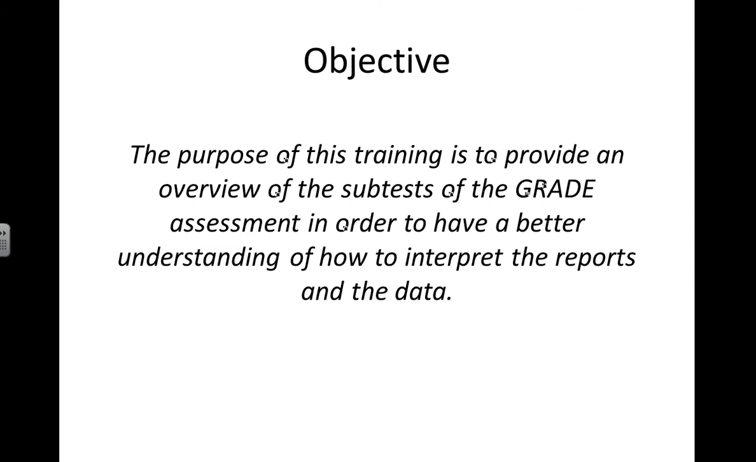The purpose of this training is to provide an overview of the subtests within the grade assessment in order to have a better understanding of how to interpret the reports and the data. Common subtests administered across all levels include vocabulary, listening comprehension, sentence comprehension, and passage comprehension. In third grade only, word reading is administered separately, but is included in the vocabulary composite score. All information from this PowerPoint has been taken from the technical manual, which every building received with their grade shipment.